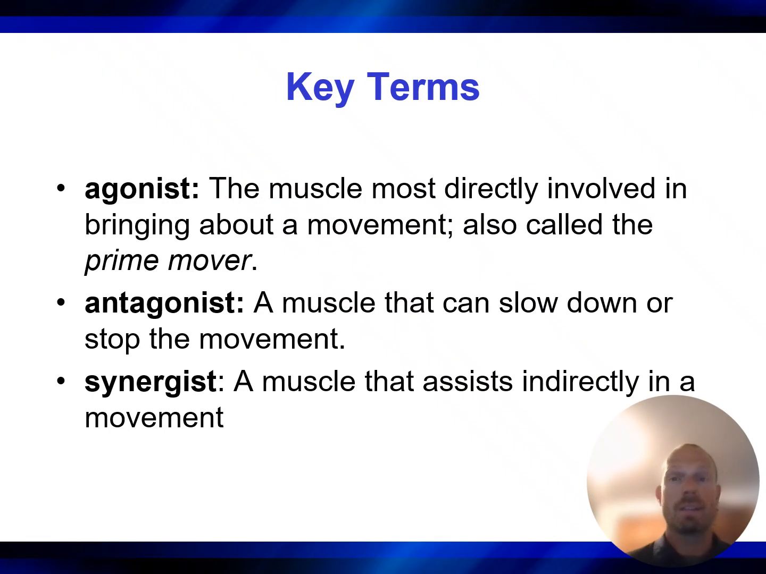Muscles rarely work in isolation. The agonist, or prime mover, handles the primary work of the movement. The antagonist opposes or slows down the movement to protect joints. Finally, synergists act as helper muscles to stabilize the movement or assist indirectly.